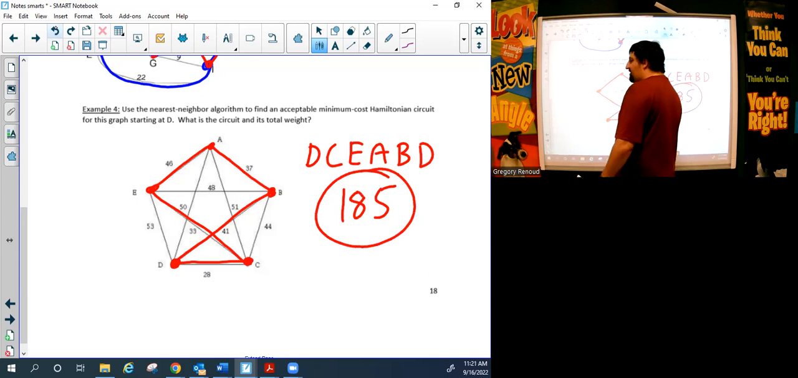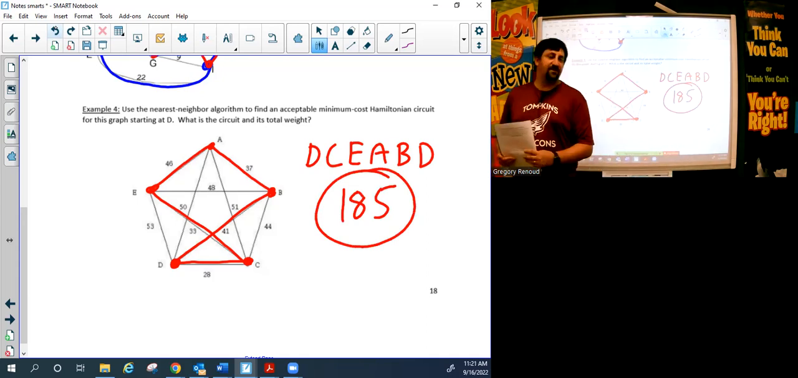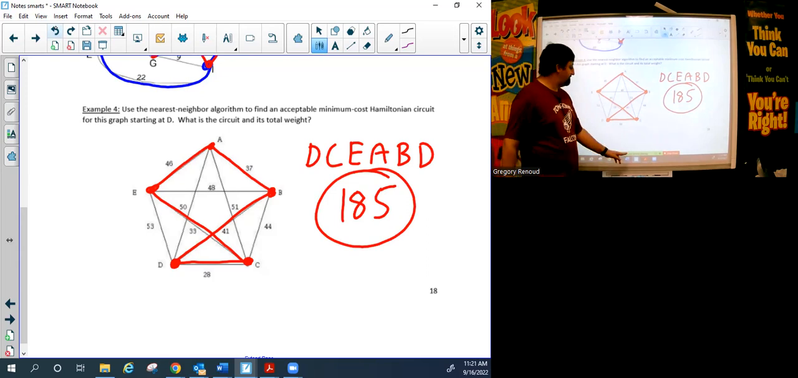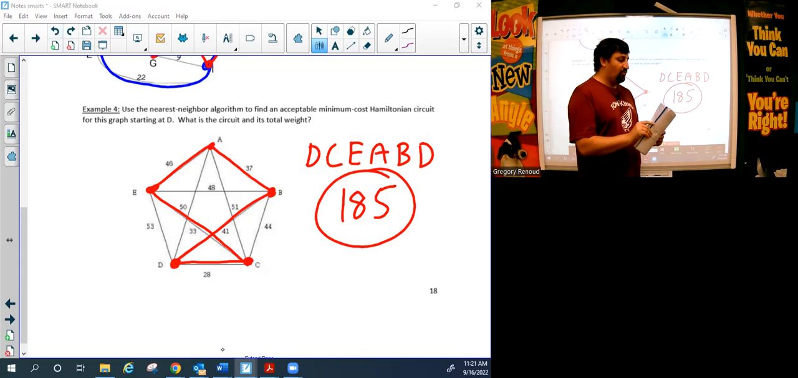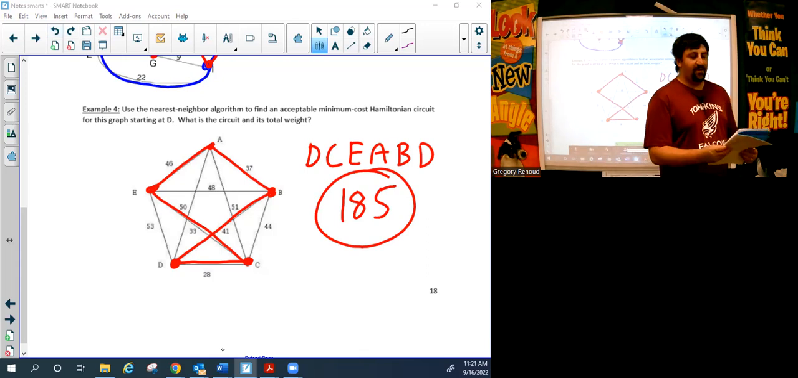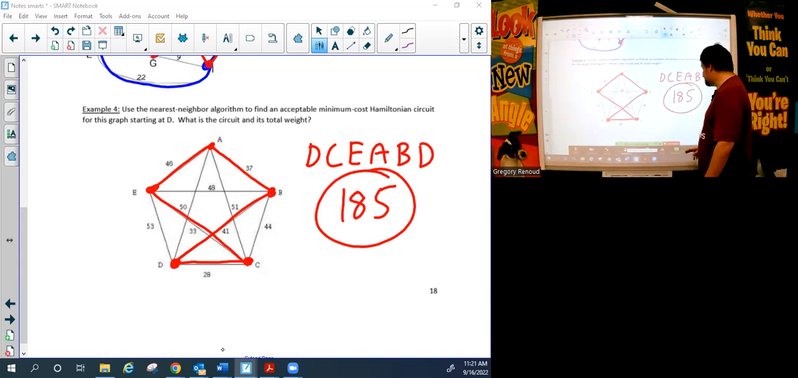Again, not guaranteed to be our minimum cost, but close enough because of time constraints. So that's it for nearest neighbor. We're going to learn another very similar method in the next video called sorted edges algorithm.